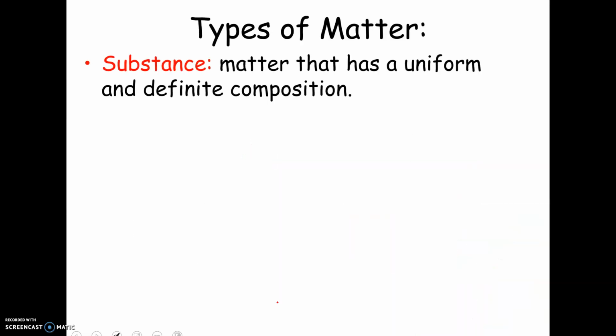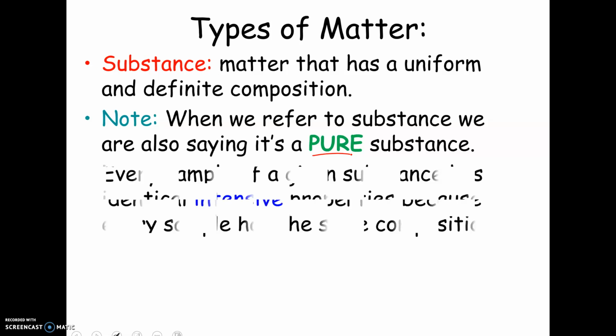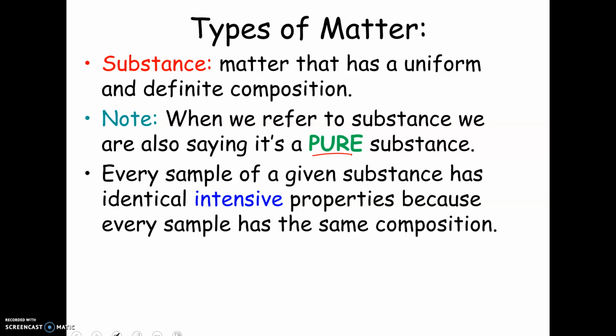All right, now types of matter. Matter can sort of be split into substances, which we also would call a pure substance. This would be matter that has a uniform and definite composition, meaning it would look the same throughout, and it would always have the same ratio of elements in it. I'll show you some examples. Every sample of a given substance would have identical intensive properties because every sample would have the same exact composition.